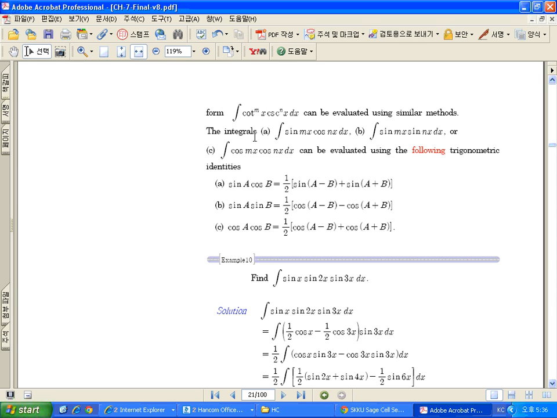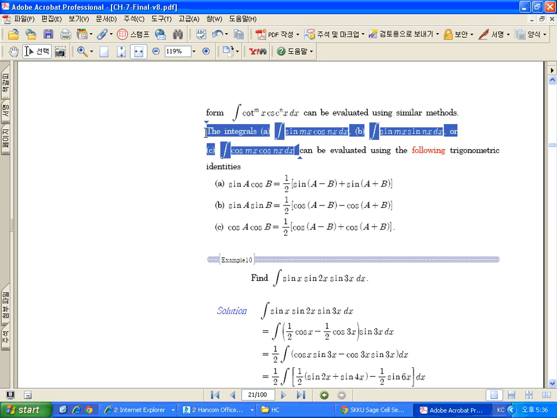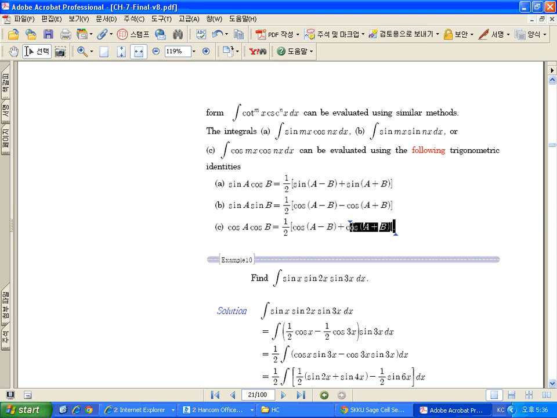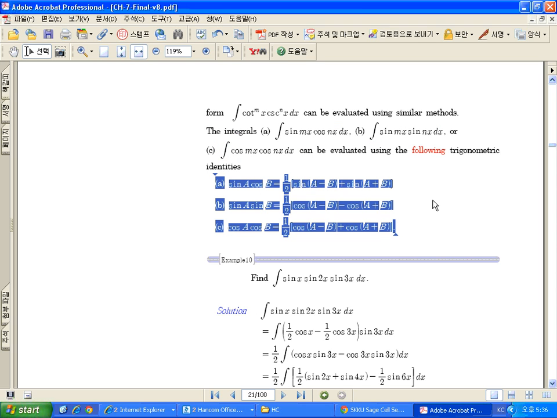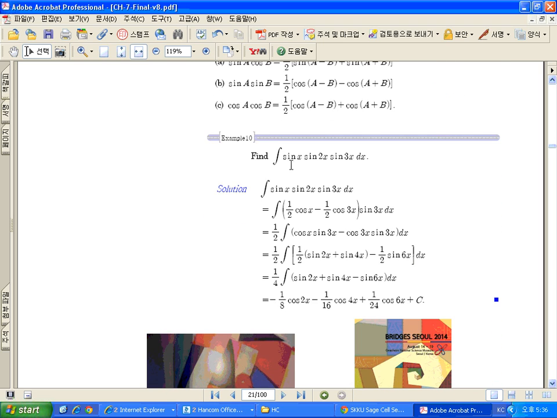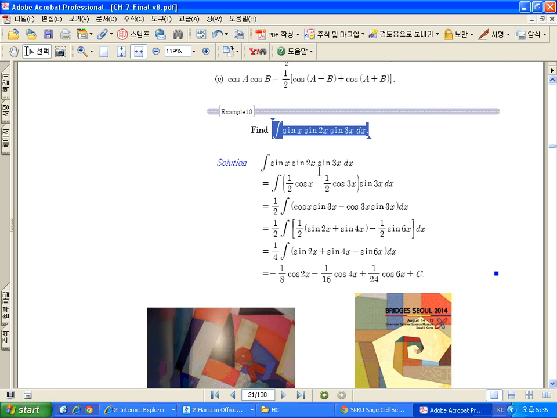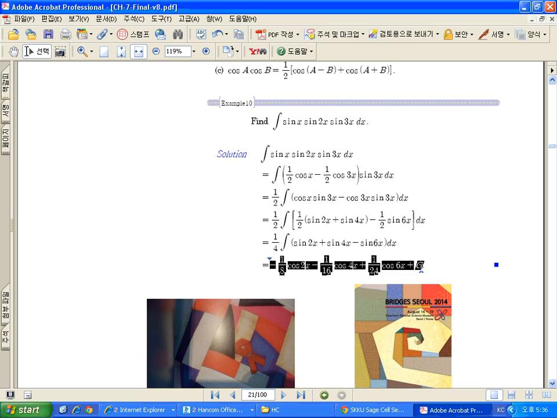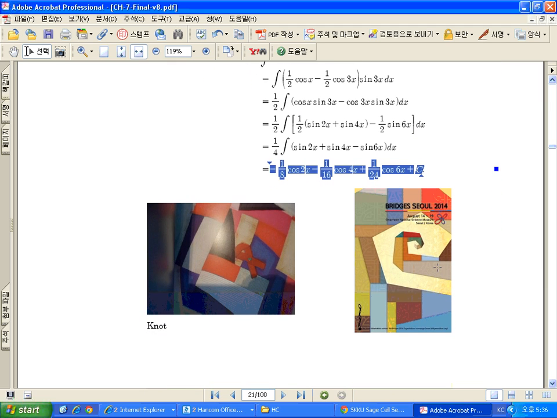Okay. For the integrals of sine mx cosine nx, sine mx sine nx, and cosine mx cosine nx, you need to use the following trigonometric identities. So it's getting more involved. Here is one example. Finding it, just use those substitutions to make it a little simpler than before.